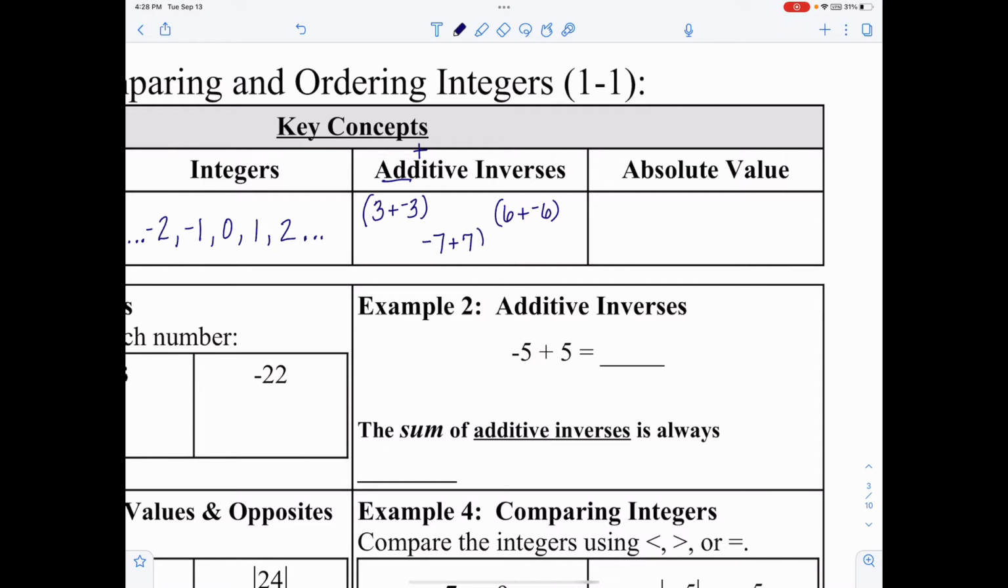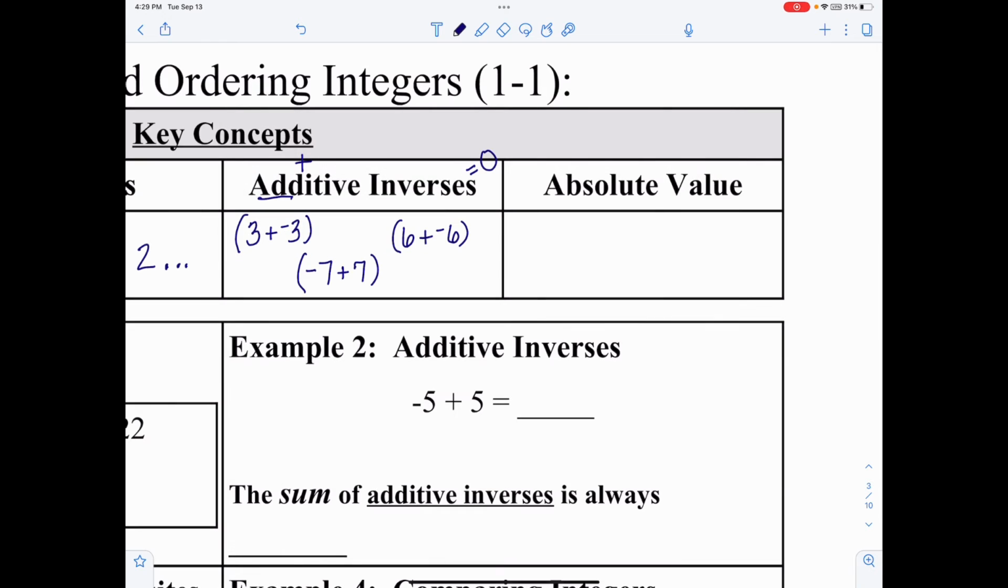It's +7. And so the thing for you to notice is if I add those together, a +3 and a -3, they're going to equal 0. +6 and -6, -7 and +7, they all equal 0. So the added inverses always are going to equal 0. So just be aware of that. We're going to be using that today.